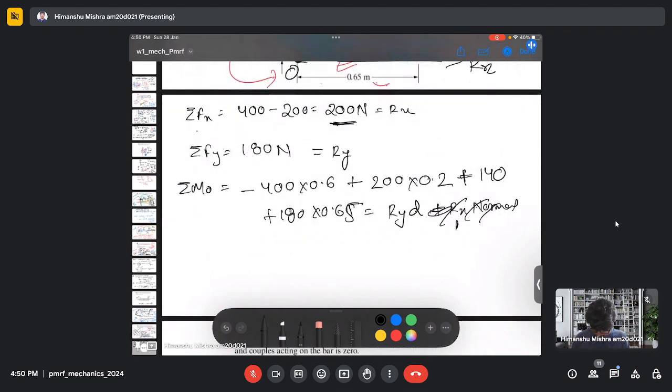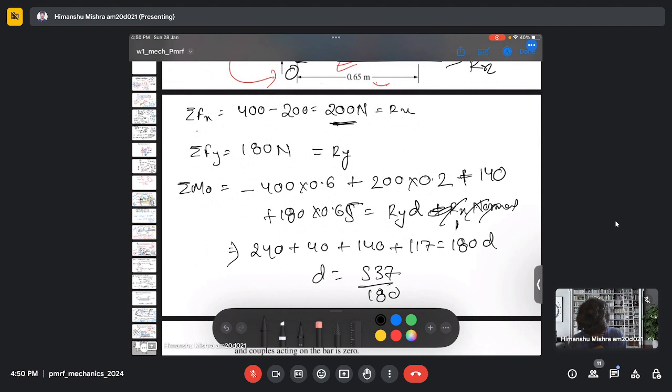So here you will get 400 multiplied by 0.6, which is 240, plus 40, plus 140, plus 117, equals 180 D. So your D will be 537 divided by 180, which is 2.98. Oh, sorry, this is minus, right? Okay.